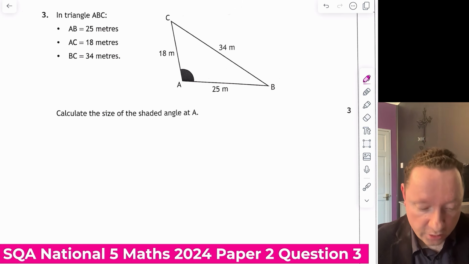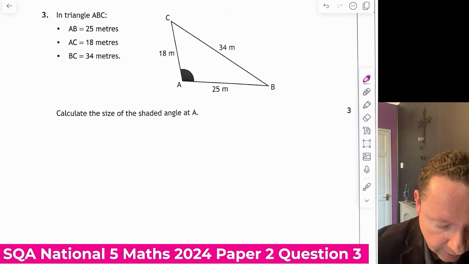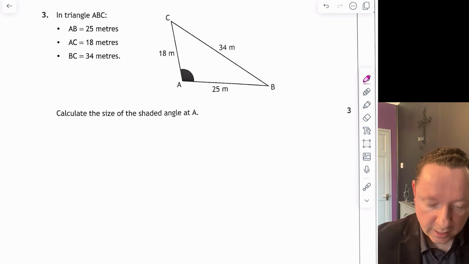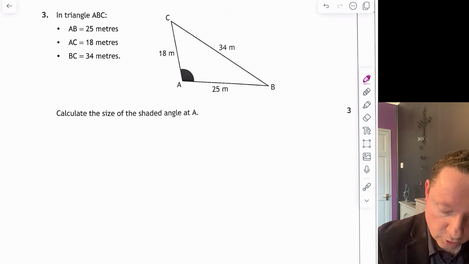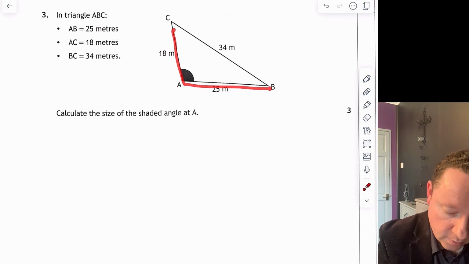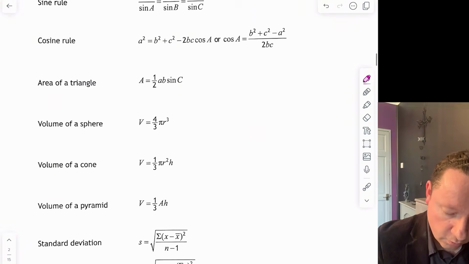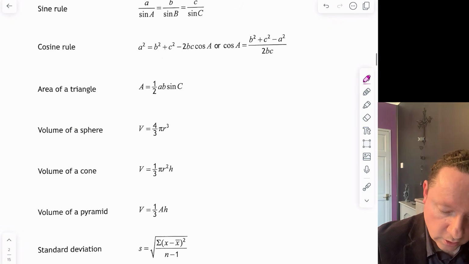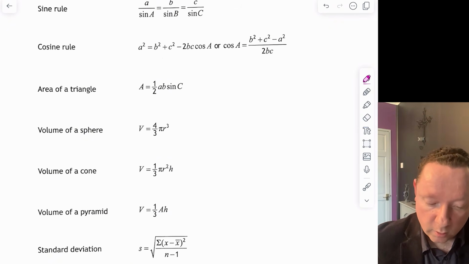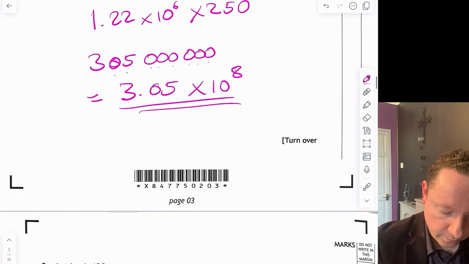2024, paper 2, question 3. AB, AC, and BC in a triangle are 25, 18, 34. Find the size of the shaded angle. So I've got 3 sides of a triangle. So I say 3 sides means the cosine rule. So you go back to the start of the exam paper and copy the cosine rule for an angle, which is cos A equals b squared plus c squared minus a squared over 2bc.